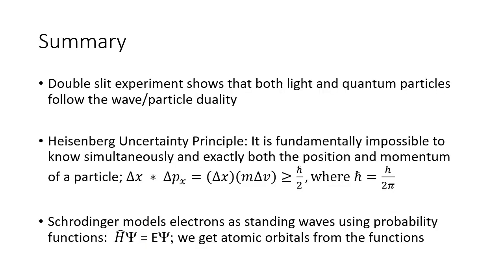Let's go forward. To summarize, the double-slit experiment shows that both light and quantum particles follow the wave-particle duality. The Heisenberg uncertainty principle says that it's fundamentally impossible to know simultaneously and exactly both the position and the momentum of a particle, given by the equation delta x times delta p_x, where p is momentum and x is position, is greater than or equal to h bar over 2, where h bar is h, Planck's constant, over 2 pi. And Schrodinger models electrons as standing waves using probability functions summarized as H psi equals E psi, and that gives us atomic orbitals when we solve those functions.